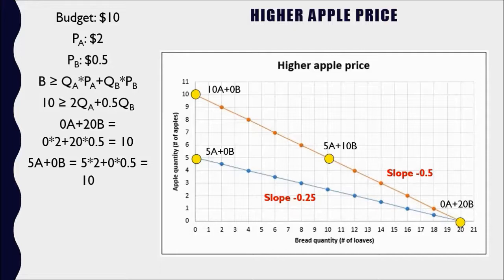Alternatively, the consumer can also choose to purchase 3 units of apple and 8 units of bread, which will cost them exactly $10. In the original example, a $10 budget would have included 6 units of apples and 8 units of bread, but because of the price increase, they can now only afford half the quantity of apples.